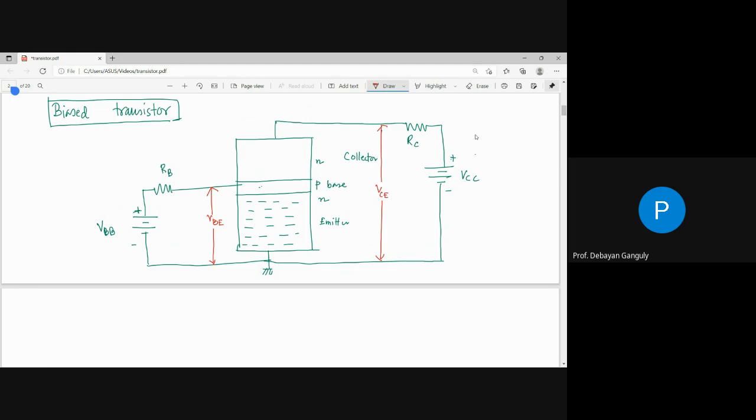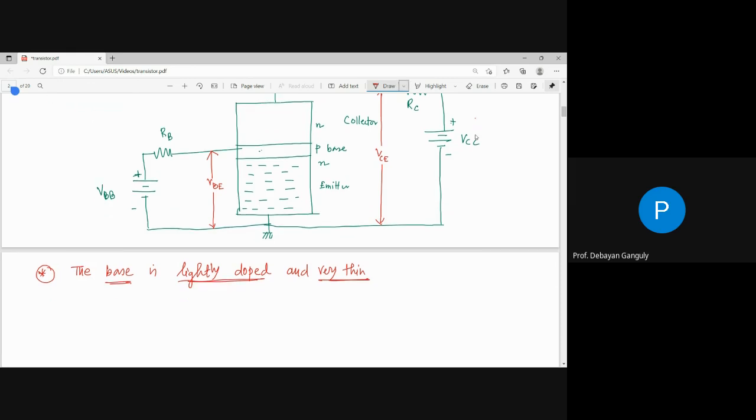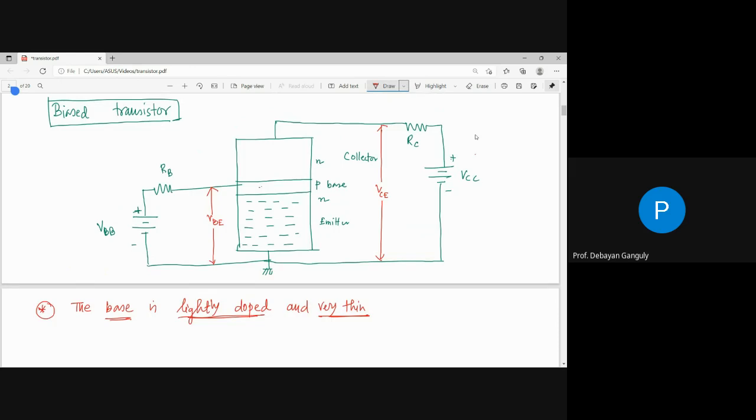So there are first questions that we encounter. The first thing is that the base junction, this particular base, is lightly doped and very thin. Why should we maintain that? That means this particular base junction is lightly doped and very thin. So why is it lightly doped? What do you mean by lightly doped? What do we actually want?